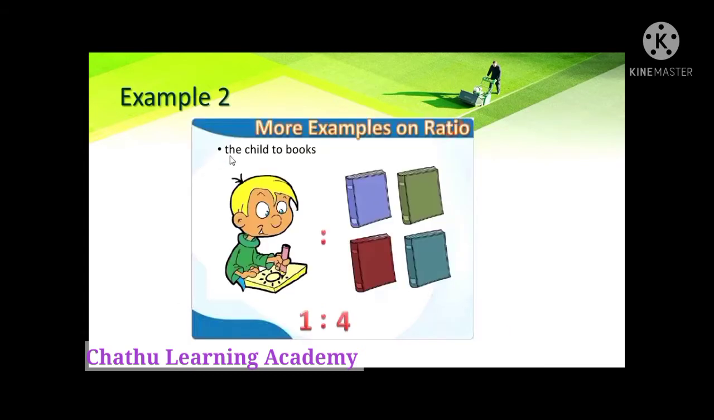Now we will see the second example. Here there's only one child and 4 books. Then this is the ratio in between these two. Then how can we read this ratio? 1 to 4. If not, 1 is to 4. එහෙමත් නැත්නම් 1 is to 4.